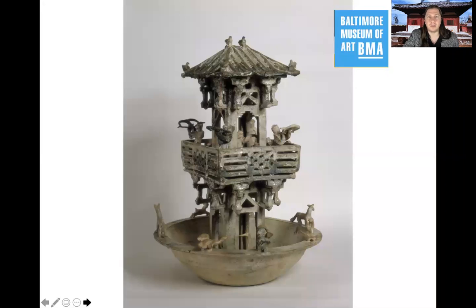And this is a really nice example of one of these ceramic models of Han. A Han watchtower is basically what it is. You can see the guys with crossbows in there. But this one is at the BMA. It also has that same bracketing on the roof that you can see there.